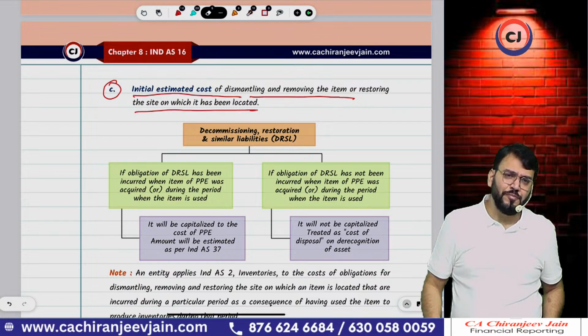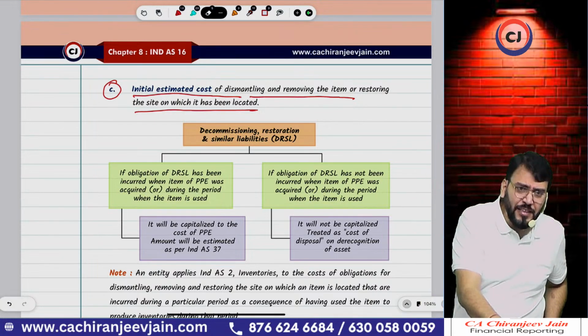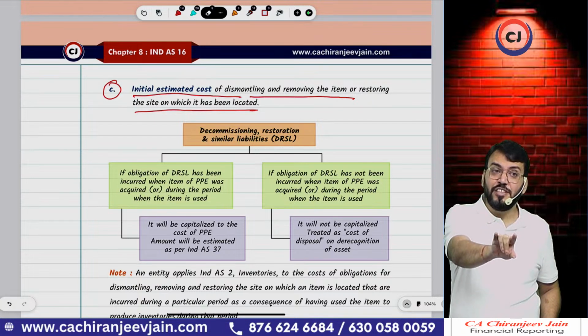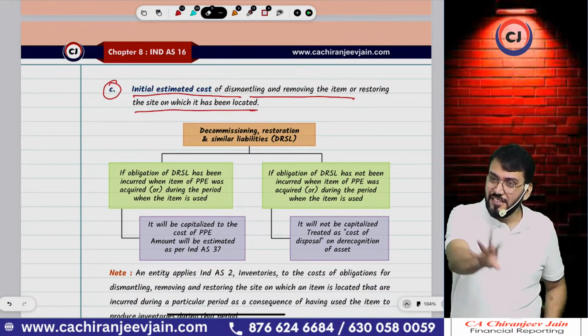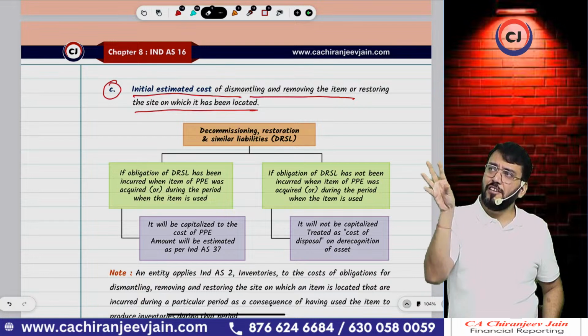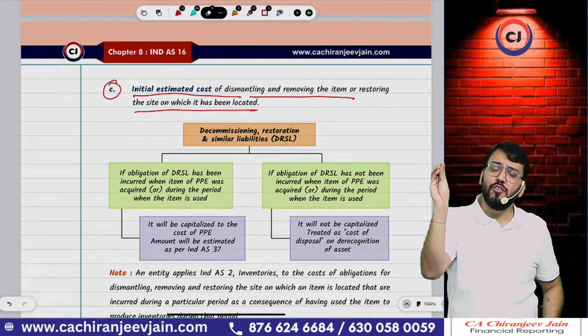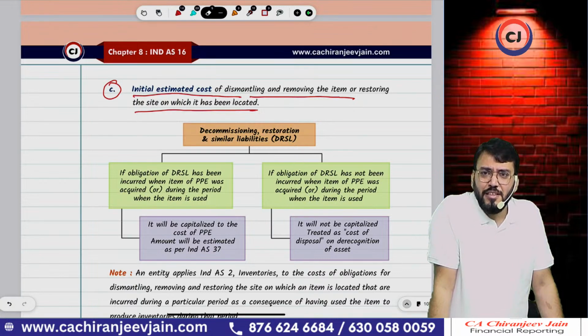My question to you all: whatever example I have given, AC right now, the same point you have done in AS 10 also. My point to you all, if the same example, dismantling cost, removing cost and restoration cost, whether it will be added or it will not be added. It will not be added. Why?